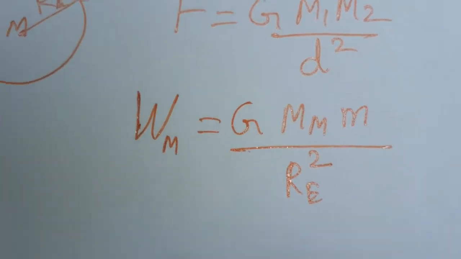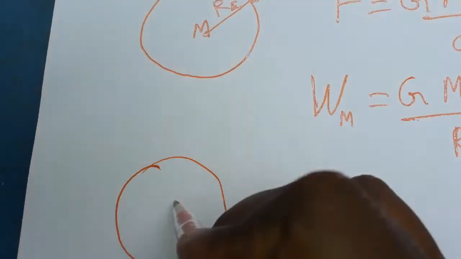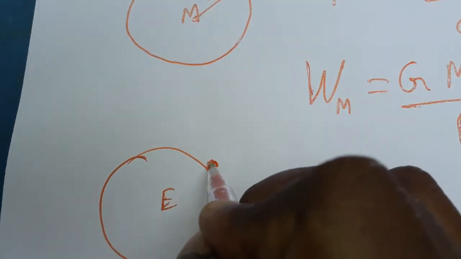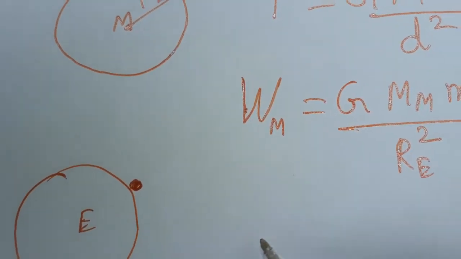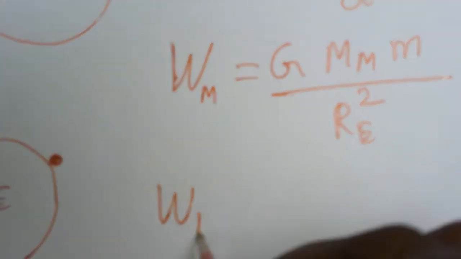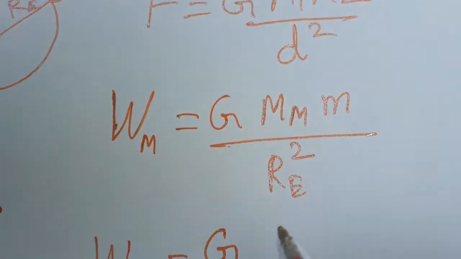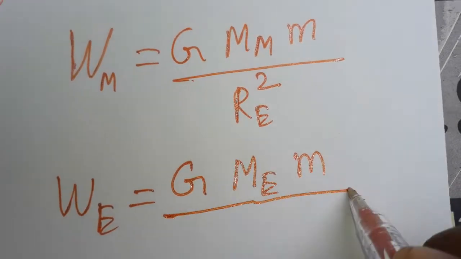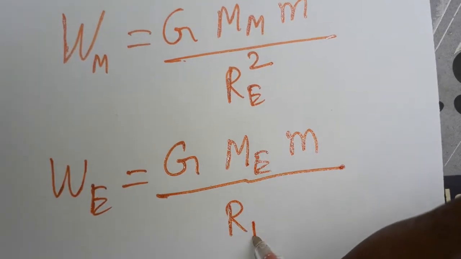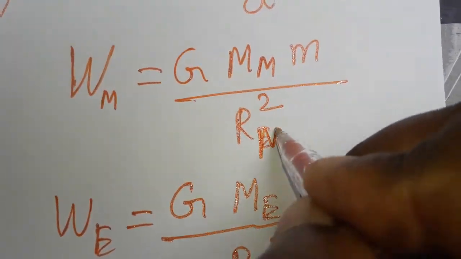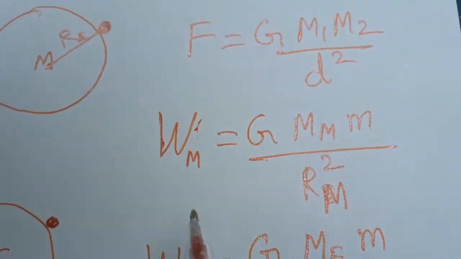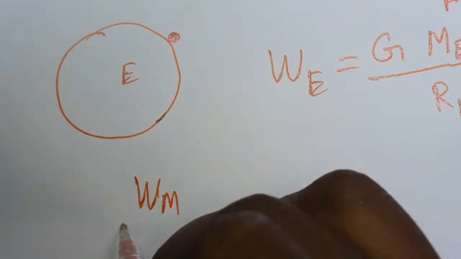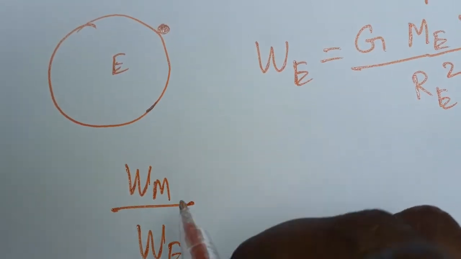Using the same equation, I consider the same person on the earth's surface, giving the weight on the earth. The value of G is the same; we use the mass of the earth and the person's mass, divided by the radius of the earth square. We are finding only the ratio, weight on the moon divided by weight on the earth. What is the relation between these two?